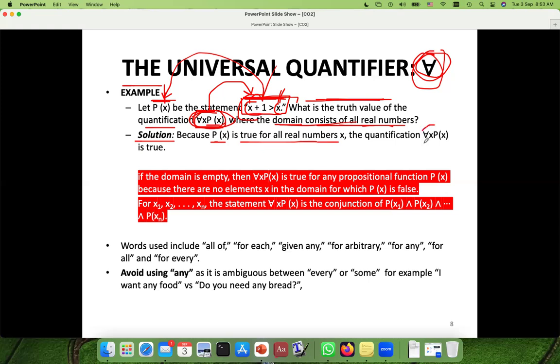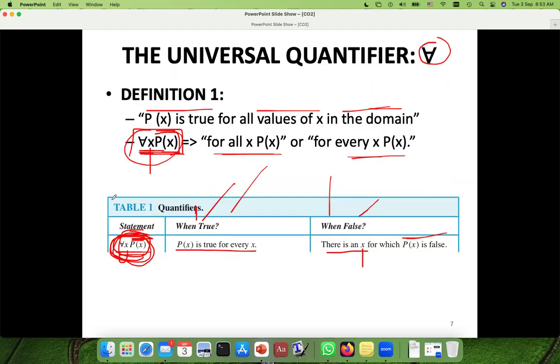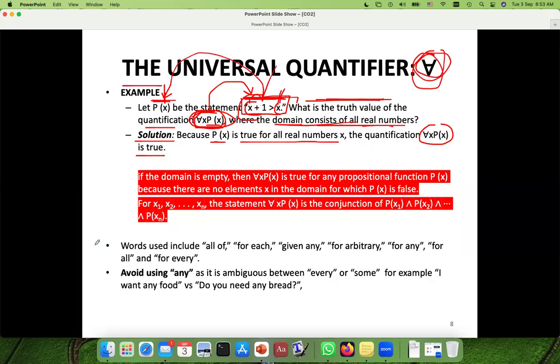Therefore this quantification, for every x, p of x, what is the truth? It is true. This is that definition: when p of x is true for every x, then this will be true. And if for any value it is false, then this will be false. Easy. Okay, now this question is ended here.